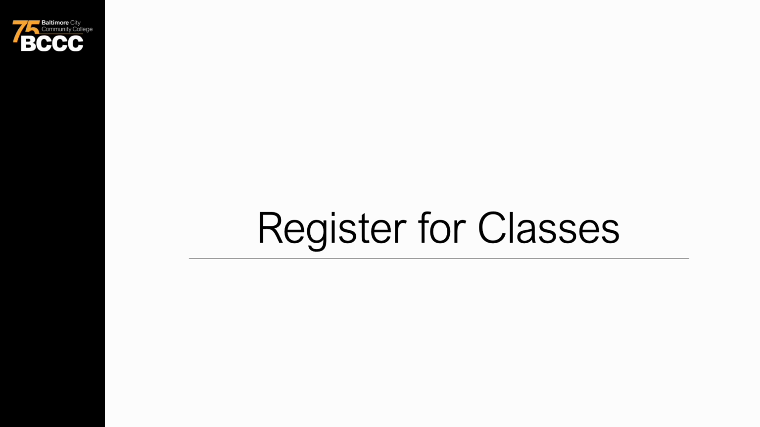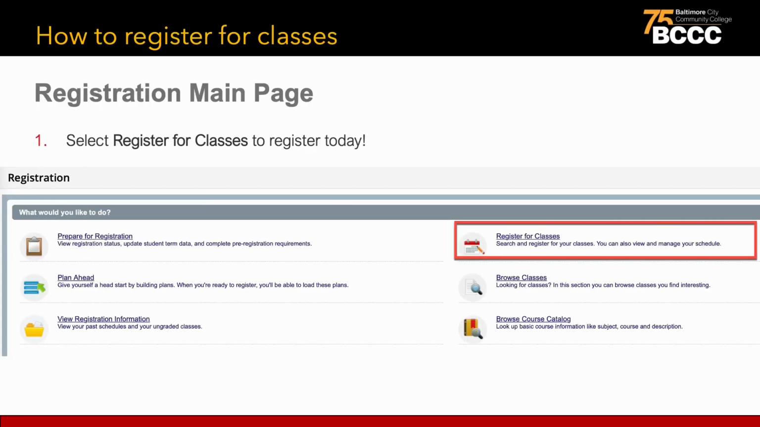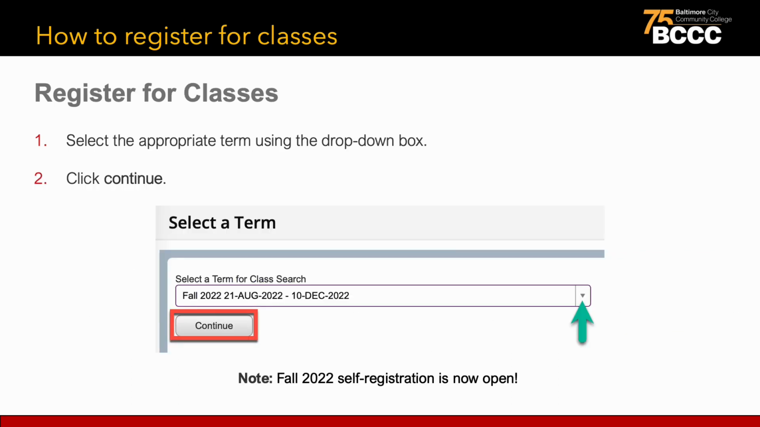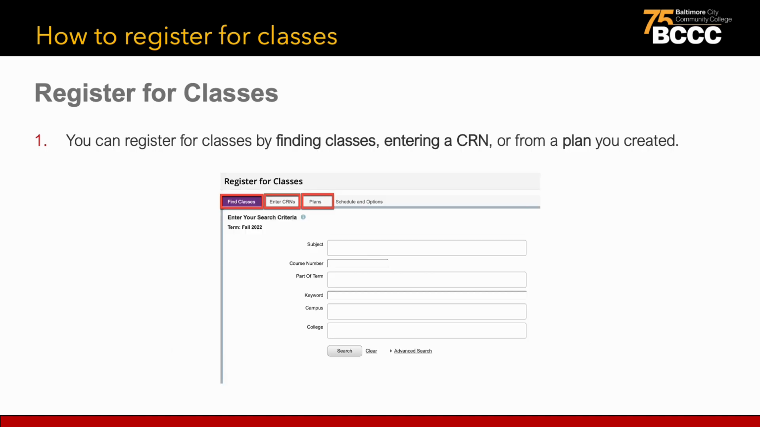Next, let's explore registering for classes. From the main registration page, select Register for Classes to register today. Select the appropriate term using the drop-down box, then click Continue. Please note, Fall 2022 self-registration is now open. There are 3 ways to register for classes. Search by finding classes using keywords, entering a CRN number, or from a plan that you created earlier.